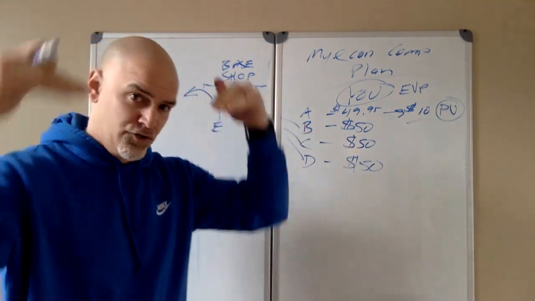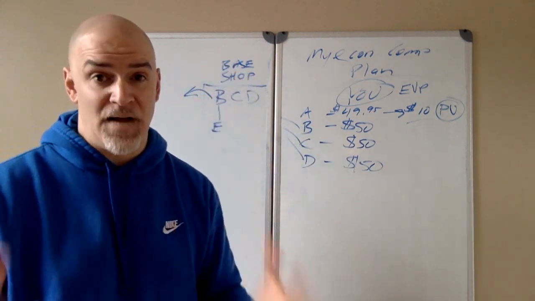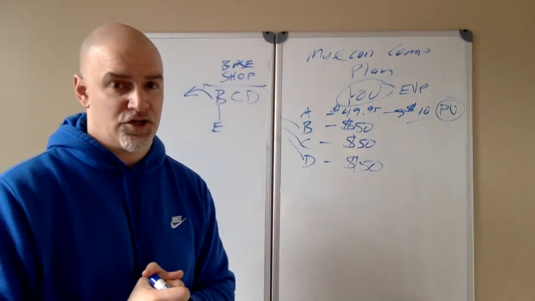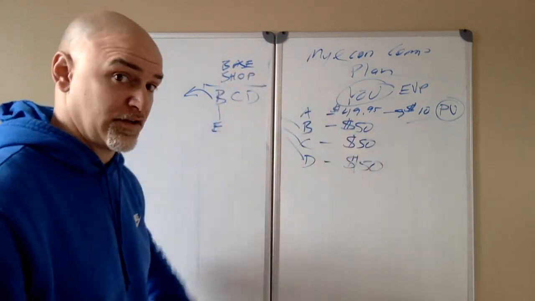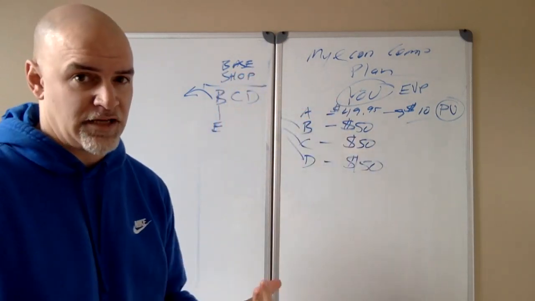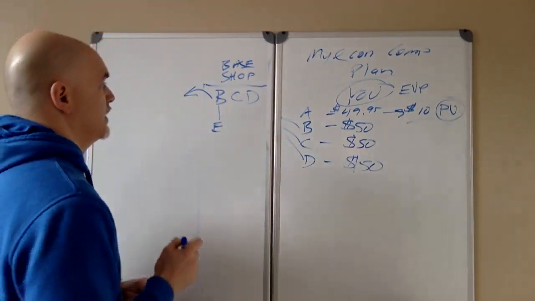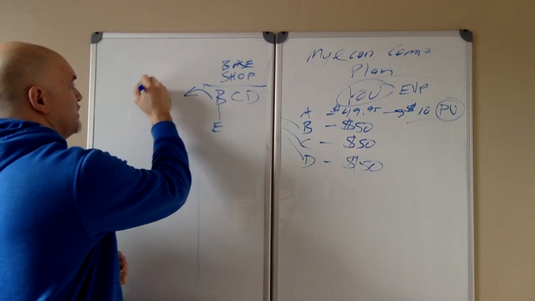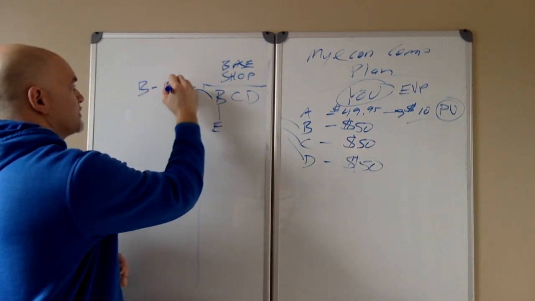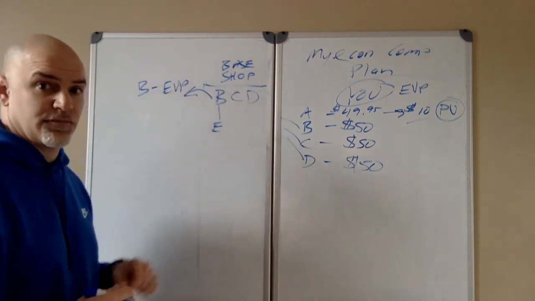But let me show you how to drill down in your base shop so you can maximize the commissions of the people that you're sponsoring, and then they start to sponsor, okay? This is where you can maximize the comp plan. So person B sponsors person E. They graduate. B comes out here, and B becomes an EVP, okay? Follow me there?